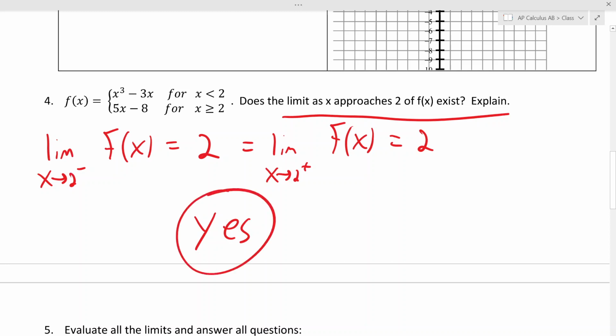Everyone clear on how to answer that? You're not going to write any words. You're going to say the left-hand limit equals the right-hand limit in that fashion. If they don't equal each other, you're going to say they're not equal to each other with a little crossbar like that. Okay, but these happen to be equal to each other. Great.